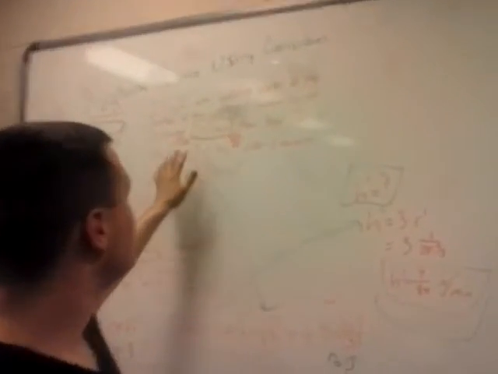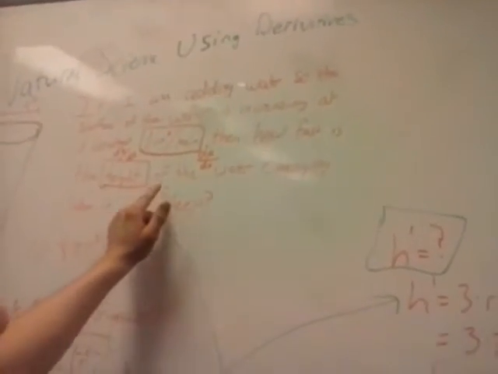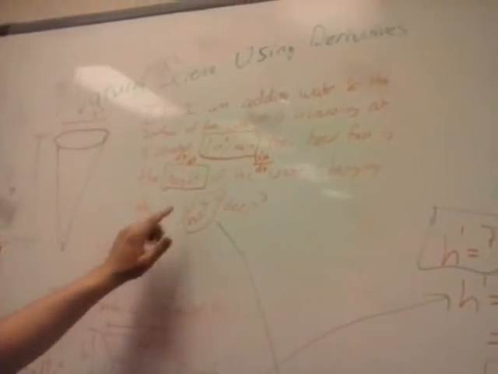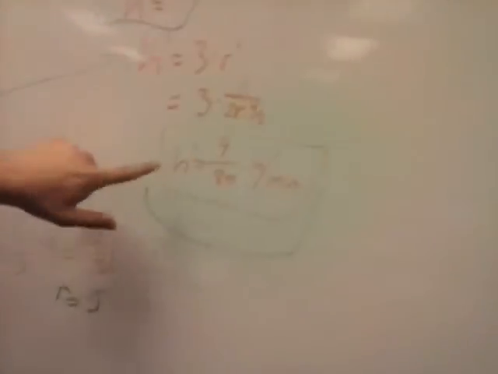The question was, how fast is the height of the water changing when it is 4 inches deep? That is the answer.